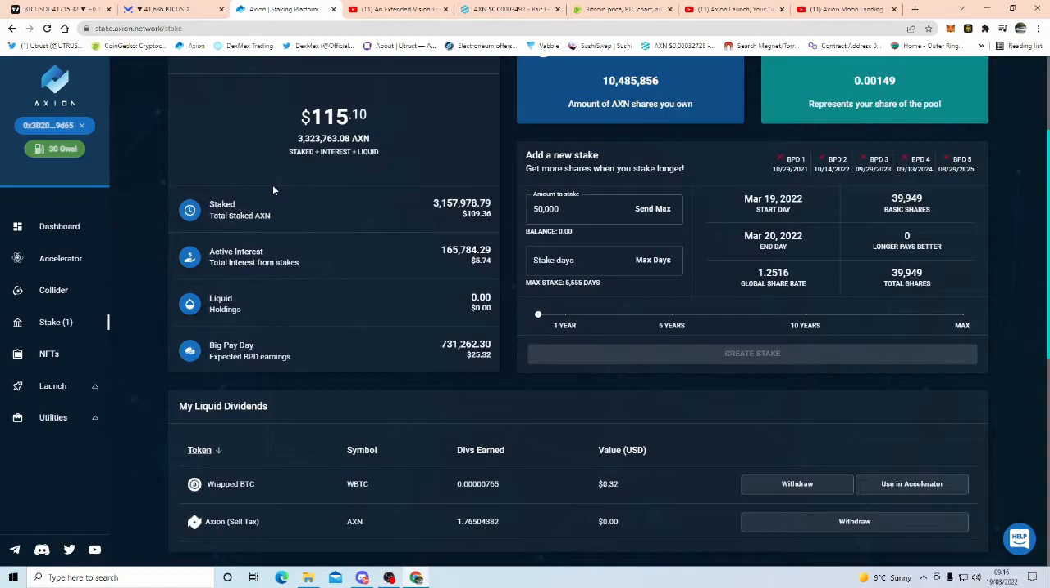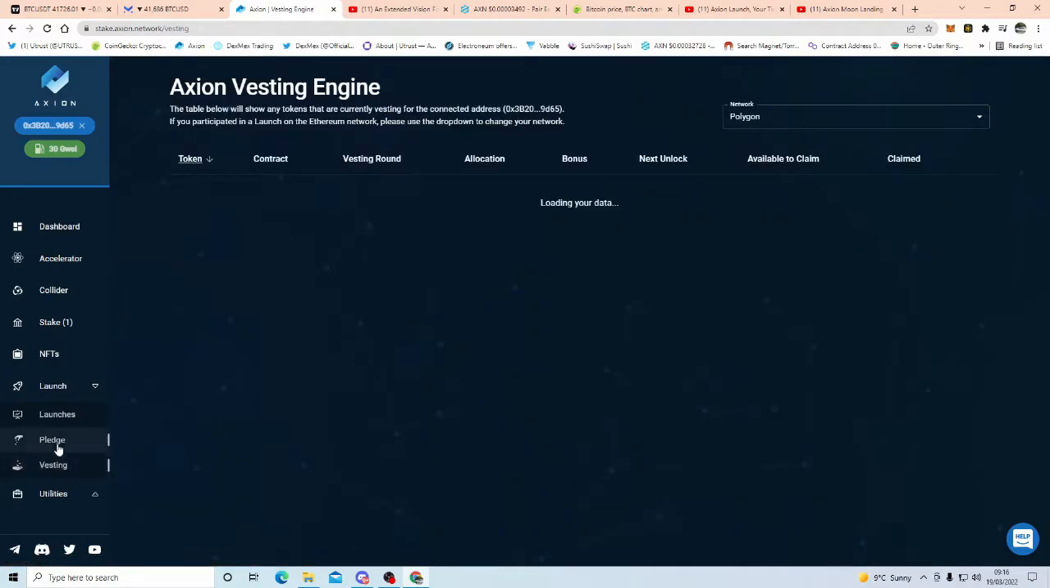Axion, if you know about HEX, this is a certificate of deposit, the same as HEX in that respect, and that's where it ends with Axion. At the moment, they've got their own launch pad, and I've been into quite a few of the launches.